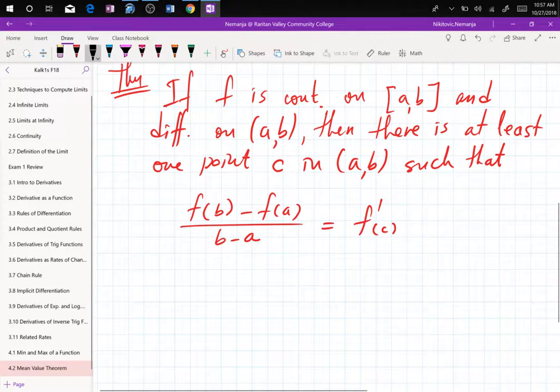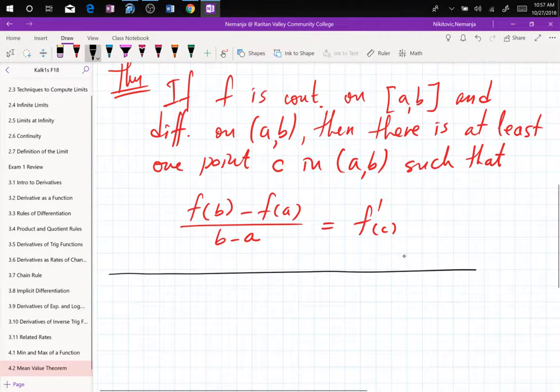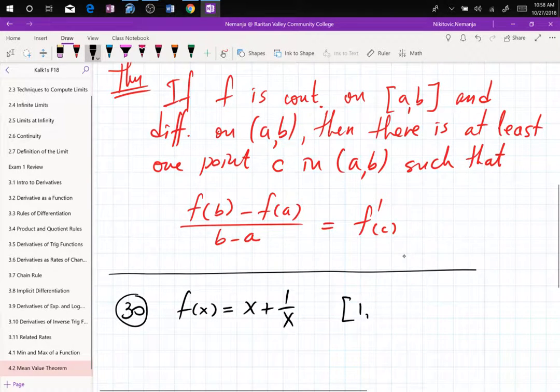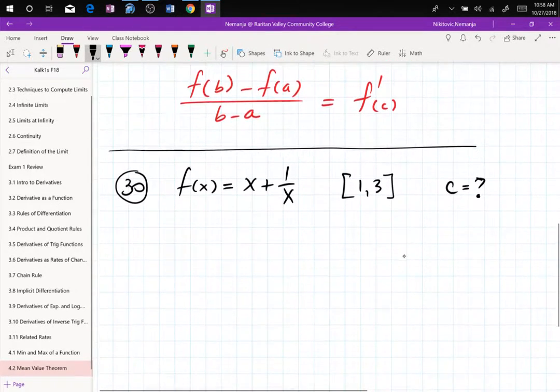So let's do two examples. One example is going to be just a vanilla calculation, and another example we can use something like a word problem. So mean value theorem, problem 30. We have f of x equals x plus 1 over x on interval 1 to 3. We are looking for value c at which all of this works.